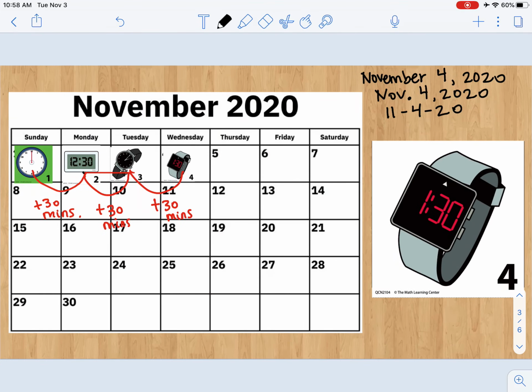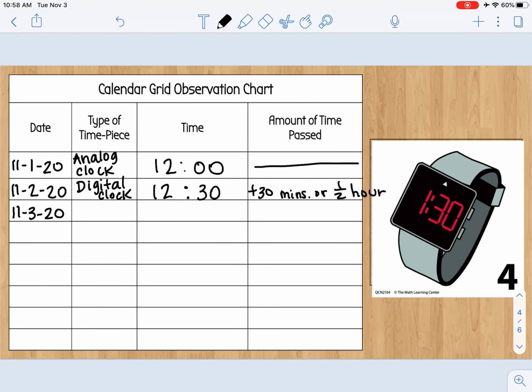That was the watch. And remember, that watch face is an analog watch face because the numbers 1 through 12 go around the clock face, and it has the rotating hands. So that we will call an analog watch. And that time showed 1 o'clock, which was again adding another 30 minutes or half hour.